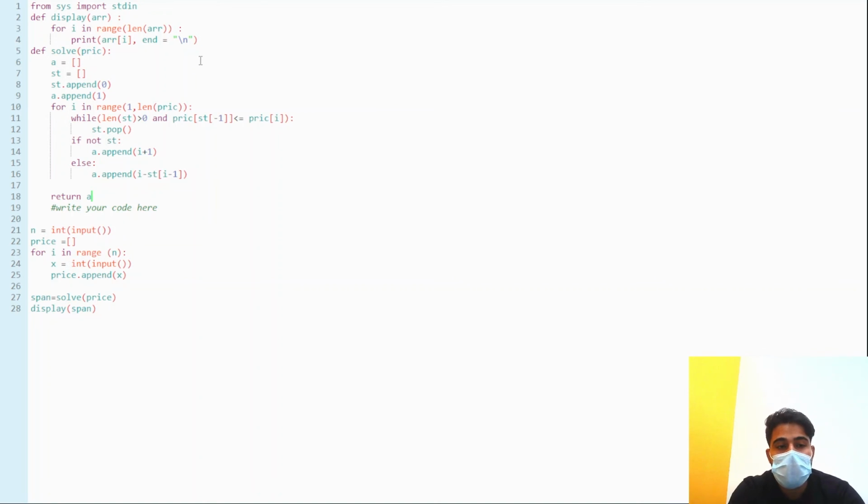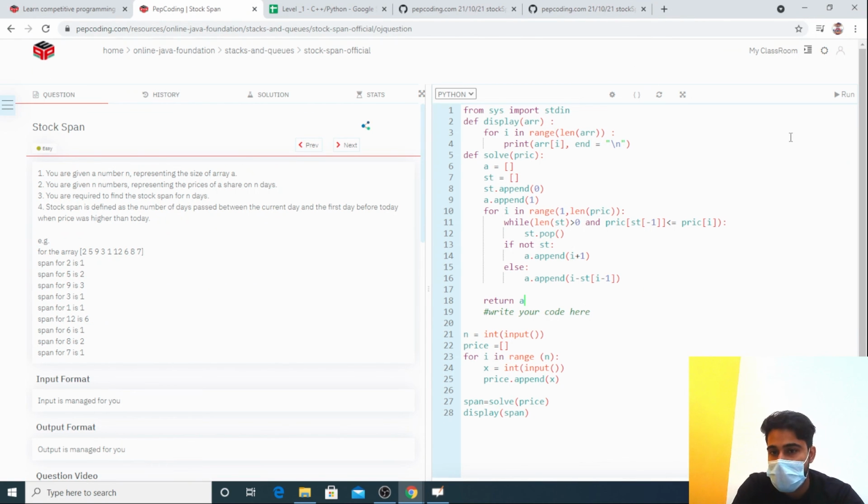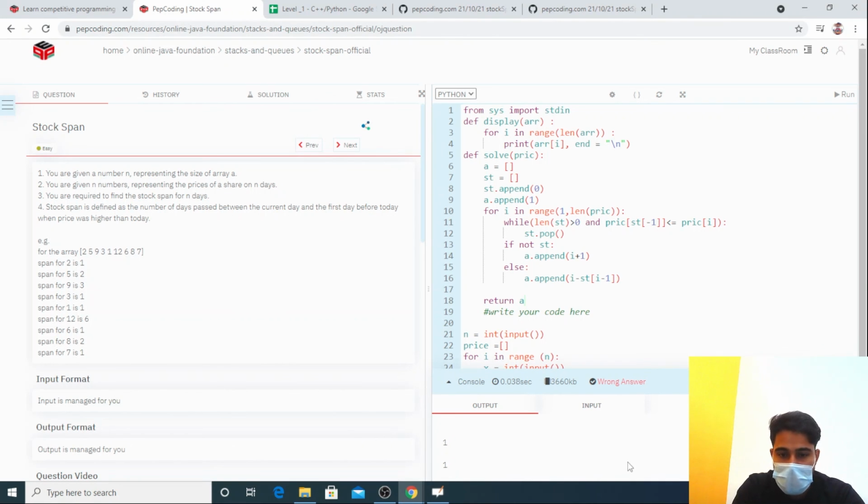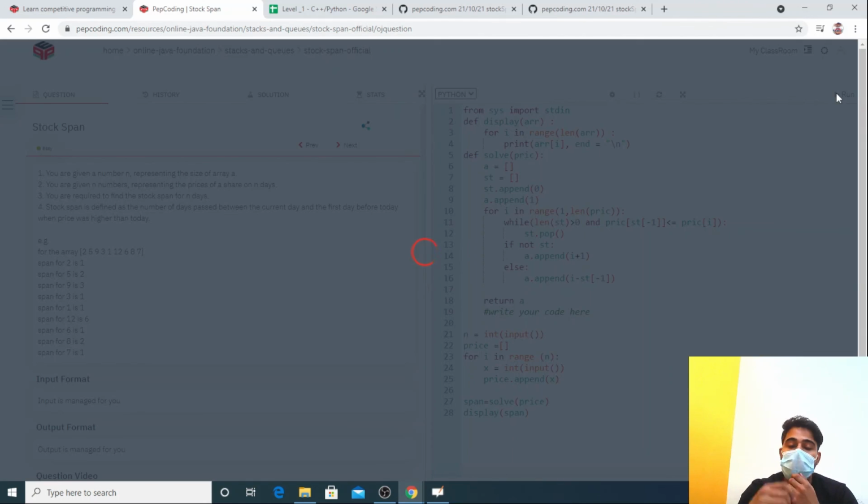So this is the code. Let's try to run it, and if we encounter some error, we will resolve it. Yeah, we're getting a wrong answer. Let's try to understand why. I mistakenly wrote i minus 1 here. It is nothing but i minus stack minus 1, because I need to access the top element.